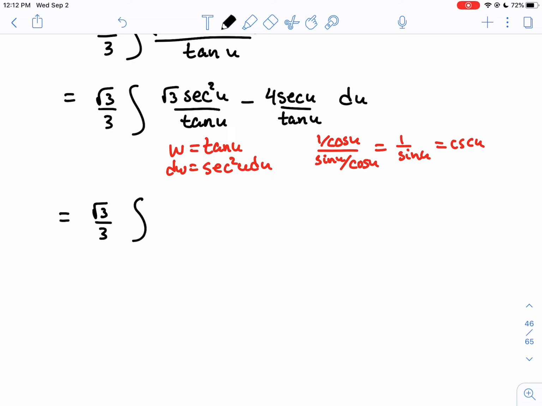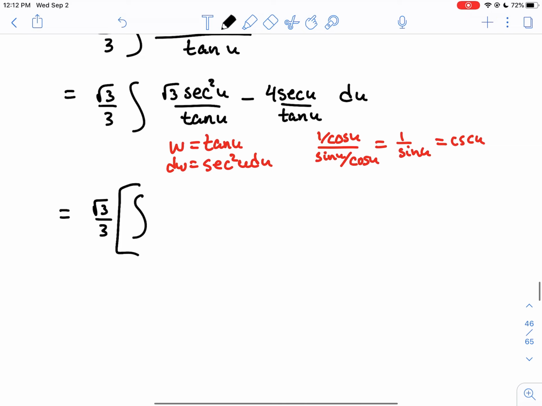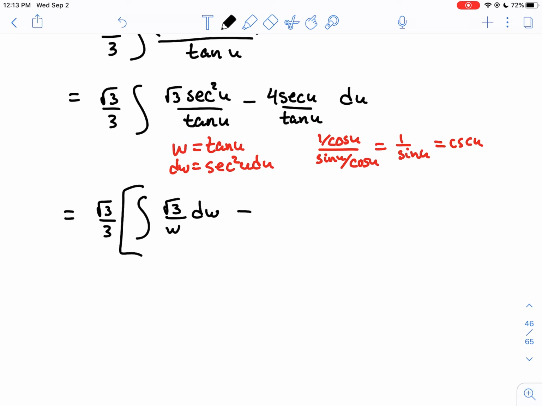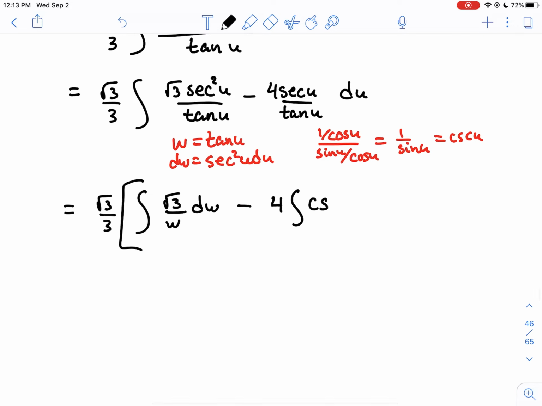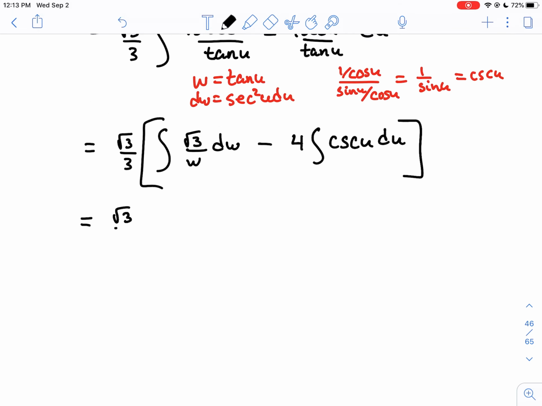The first integral is going to wind up being, let me put some brackets around all this, because this radical 3 over 3 is going to affect both integrals. The first integral winds up being just a radical 3 over w dw. And the next one is going to be an integral of 4 times the cosecant of u du. So only the first one that I changed to w's, I kept this one in terms of u's. So using two different methods for the two integrals. Okay, so that gives me radical 3 over 3 as our coefficient here.